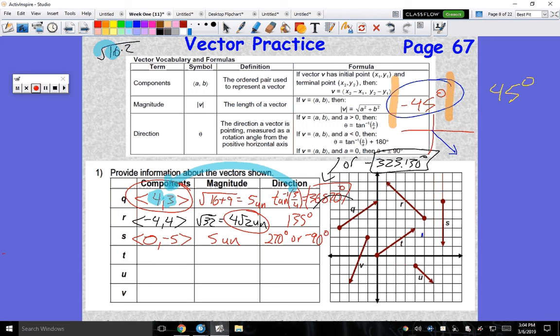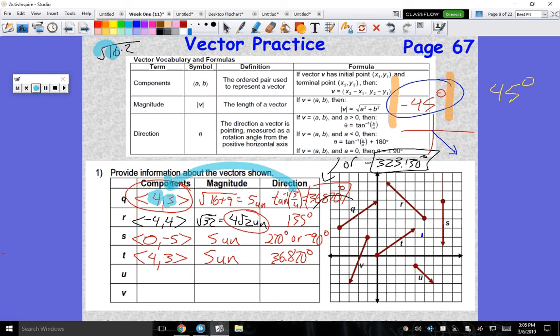T. What are T's components? 4, 3. We've done this before, haven't we? T is very similar to what? Q. And the direction, what do you think the direction would be? The same, 36.870. Remember, it's always from the nearest x-axis as far as the orientation is concerned.